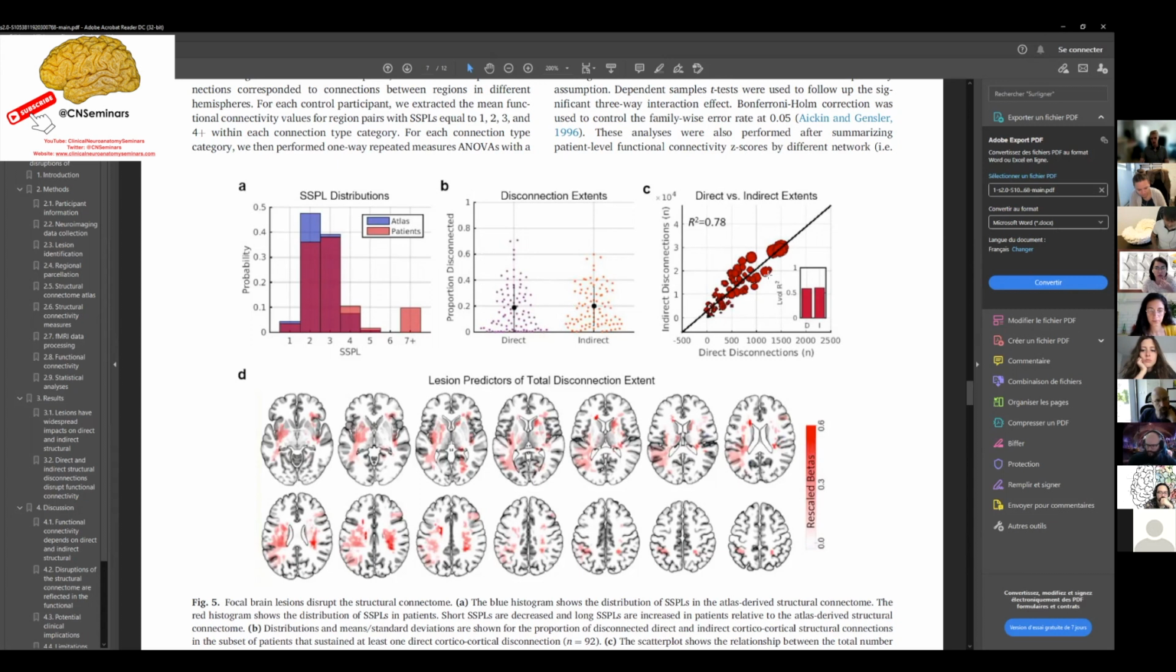Interestingly, as we could almost guess with the previous result, there is a very high correlation between the direct disconnections and the indirect disconnections. Basically, you've got usually as many direct disconnections as indirect disconnections, which is not necessarily something that you might have expected. Maybe, well, I don't know.